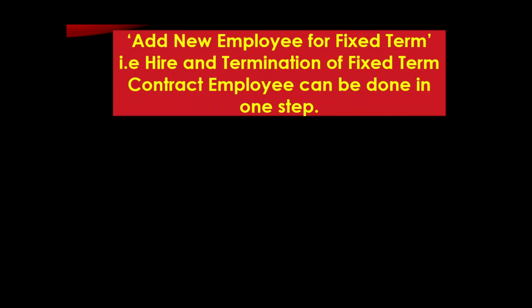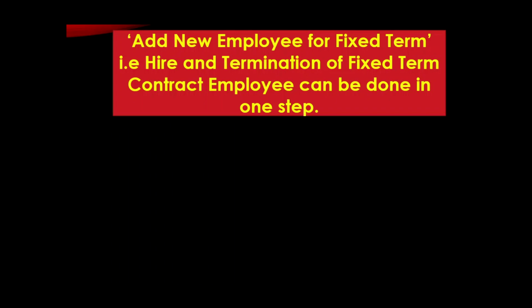So what was happening earlier? Suppose you are going to hire one fixed term contract employee, and say that employee's contract is for 1 year. If that employee is hired on 1st Jan 2018, say, that employee needs to be terminated on either 31st December 2018 or 1st Jan 2019. So when that employee is hired based on a fixed term contract, the termination date also needs to be set.